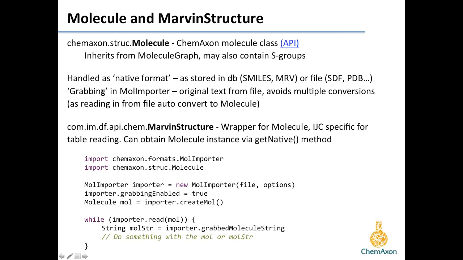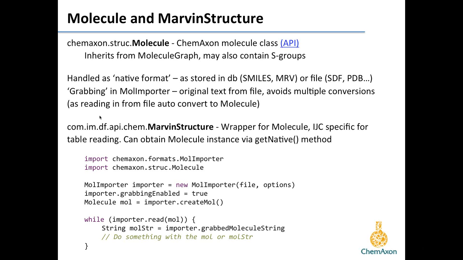Grabbing is another concept that's important for MolImporter. Whenever you bring in a chemical structure from a file or a table or whatever, it is converted to a molecule. Now, let's say you wanted to do something with a SMILES string, and you imported a SMILES string into a script. Well, now it's a molecule class, and then you convert it back to a SMILES string again. We've just gone through two conversions, and most of the time that would be fine. But once in a while, you might run into some problems.